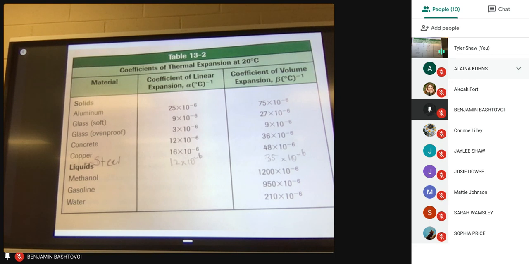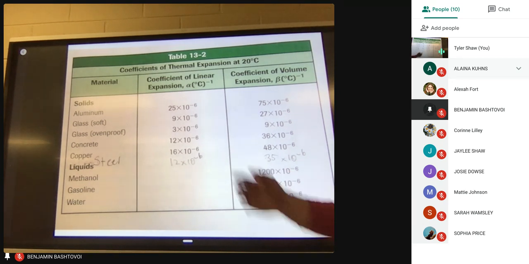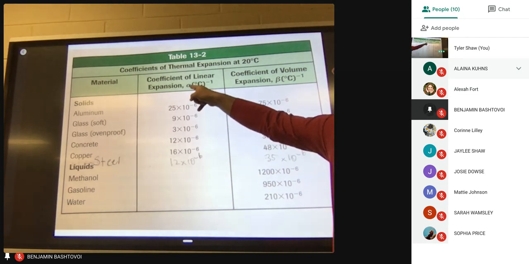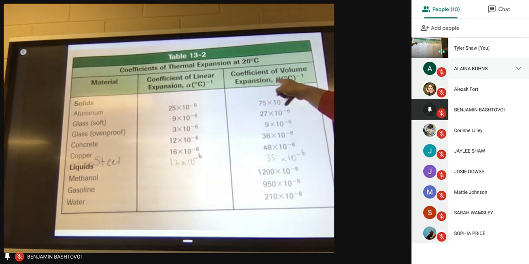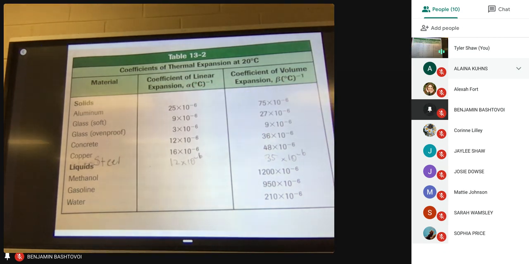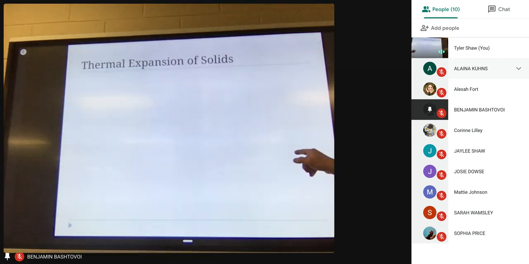Okay? So those are the coefficients that we are going to use and that you have posted in Classroom. You'll notice that little lowercase letter there, that is an alpha, and that letter right there is a beta. Alpha goes with linear expansion, beta goes with volume expansion. You need a couple of equations to use these things. I'm going to flip the slide and show you the two equations.